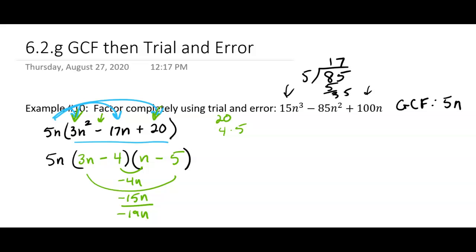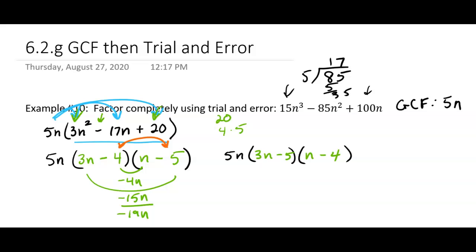So let's try that. 5n, and then let's try 3n minus 5 and n minus 4. So what I'm doing on my second trial here is switching those. Now you might say, why didn't you try, instead of 4 and 5, 2 and 10? For me, it's easier to keep track of, I'll keep the numbers the same, and then if that doesn't work, then I'll go to 2 and 10. But we'll see if this works.